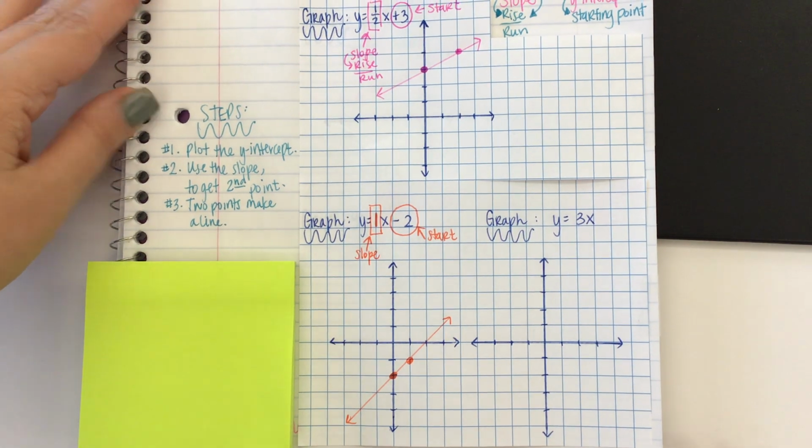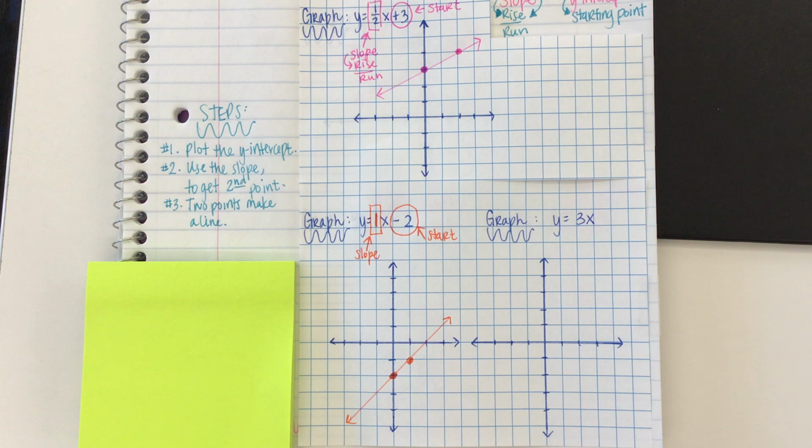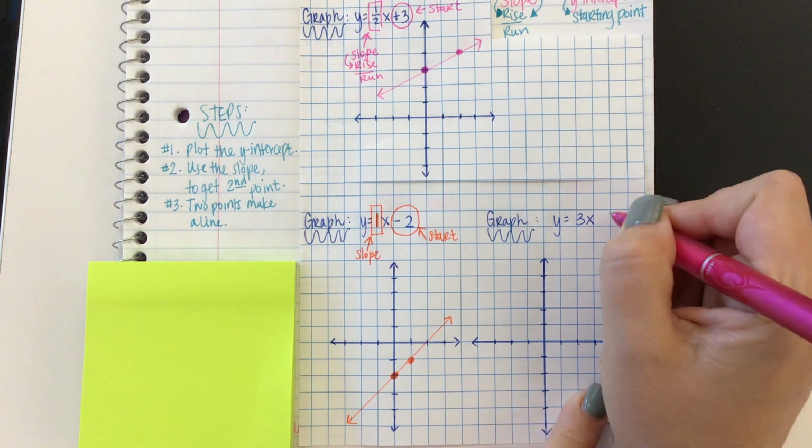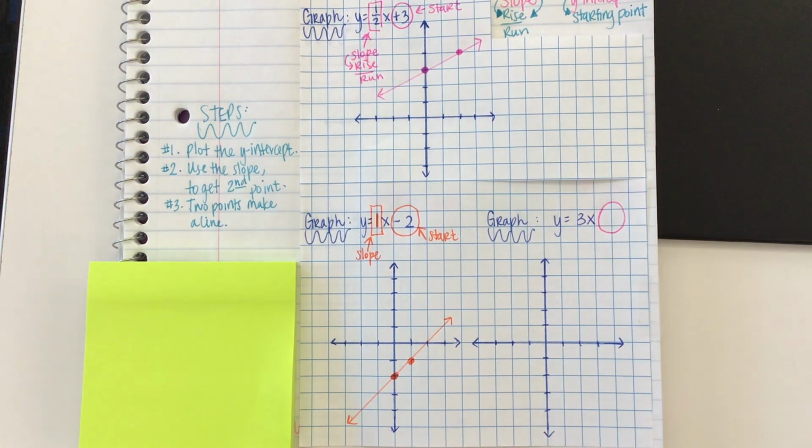All right, and lastly, we have graph y equals 3x. Now, I know that all of these three equations look slightly different, okay? That's for a reason. I want you to see all of the different examples. So let's go ahead and try to start. Plot the y-intercept. Well, looking at this, we don't even have a y-intercept. What is going on?